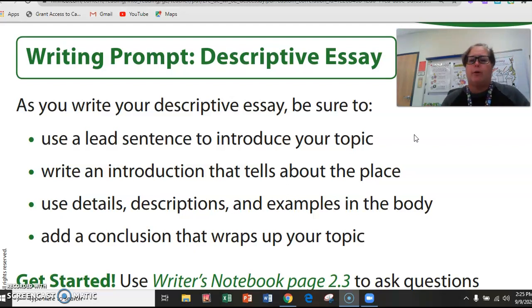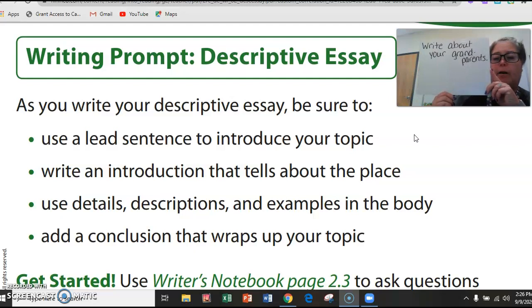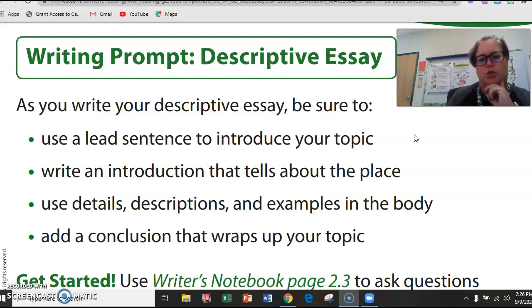When I was growing up, the neighbor lady that lived right next door to me, she wasn't my grandma, but she did so many nice things for me, and I loved going to her house, and she would always have little treats for me and do special things for me. So you could write about someone like that, not maybe really your grandparent, but they act like your grandparent. That counts. So we're going to write about our grandparents, and it's going to be a descriptive essay. So that means I want details, details, details.